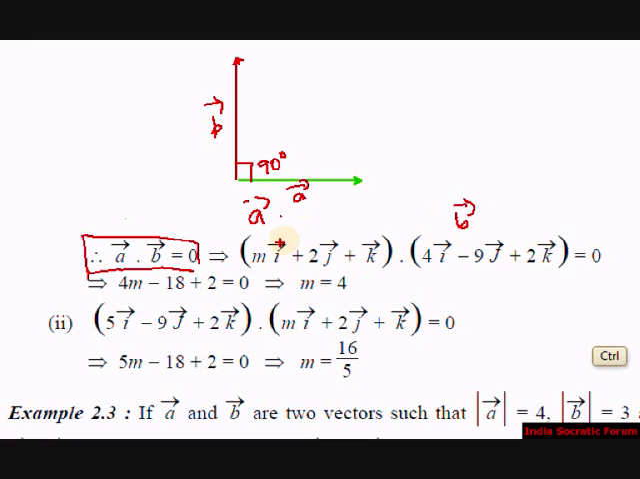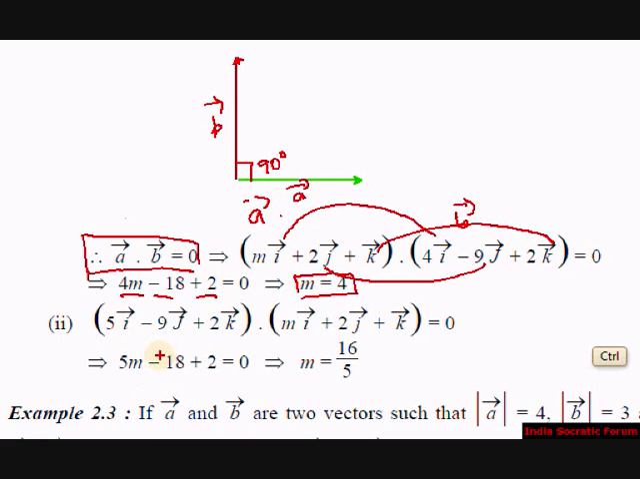Hence, this is the a vector given, this is the b vector given. Let us do the dot product. We know how to do the dot product. When you do the dot product, only the components similar in the vectors are taken. Okay, the rest gets 0. m into 4 is 4m, minus 18, plus 2 equal to 0. Resolving that, we get m equal to 4.